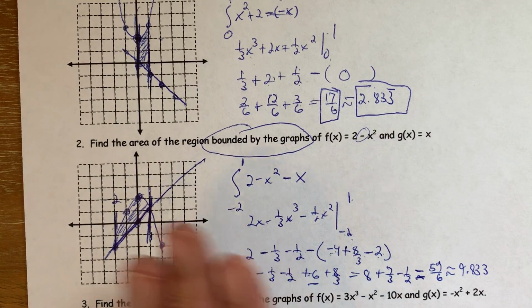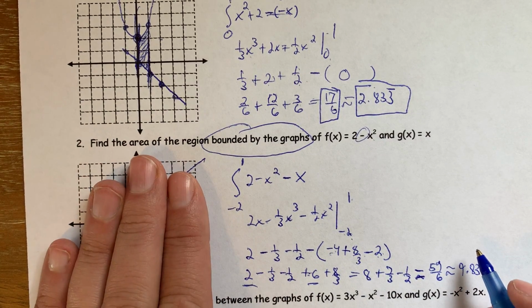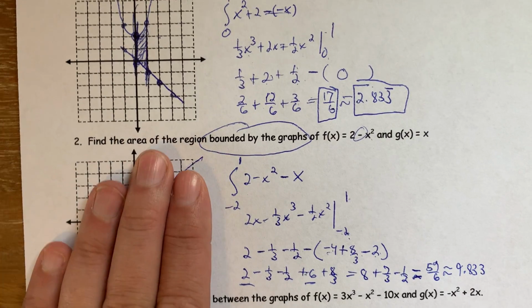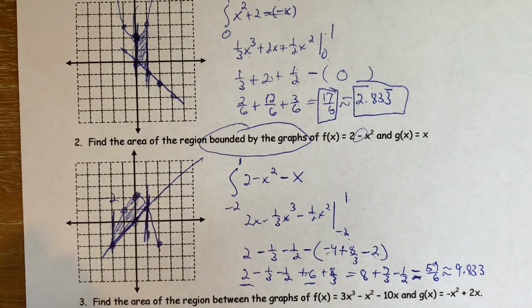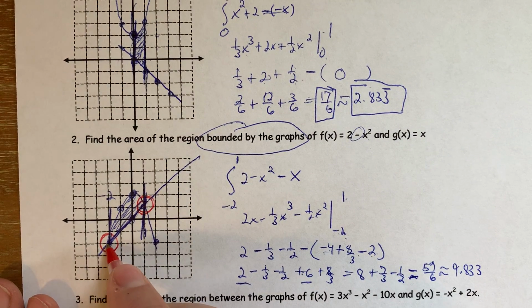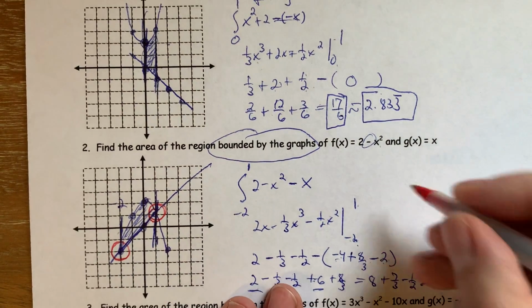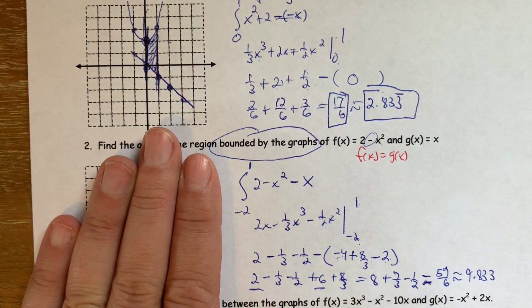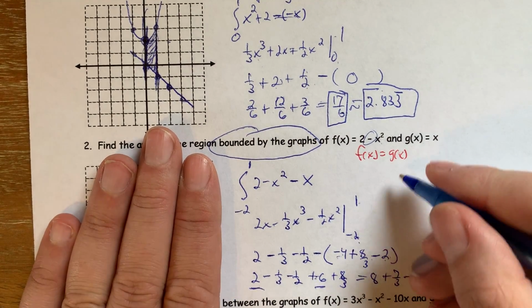Now, I want to talk to you real quick. What if we didn't have this graph here? How do we know what to do the integral from? Well, what we're always going to look for a lot is the intersection points. Where do they hit each other? And the way to find where they hit each other is where they're equal to each other. So where is f of x equal to g of x? And we could do this without this graph, which a lot of times we're going to have to do.